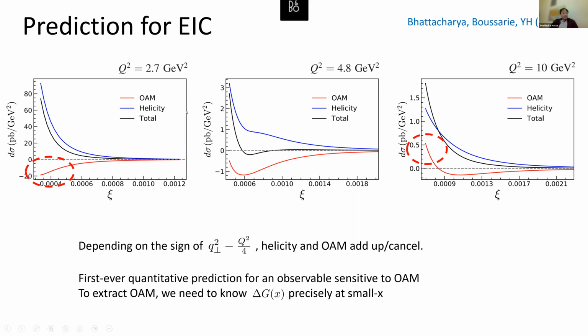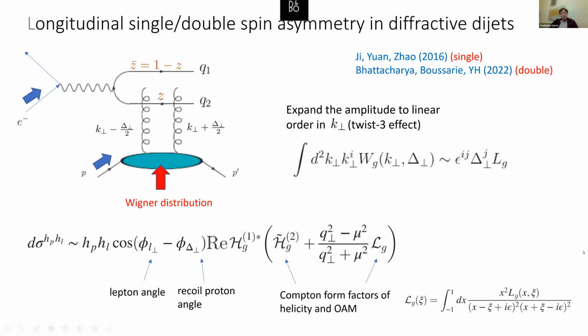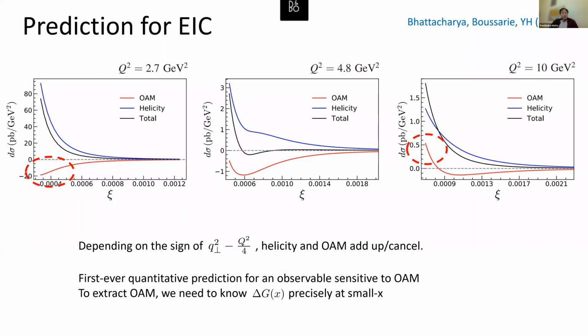And you can see that at low value of Q square, the orbital angular momentum and the helicity tend to cancel each other. They have the opposite sign here. But if you go to large Q square, then they have the same sign, and that's because of this factor, which depends on the transverse momentum, and mu square depends on the Q square of the larger photon. So in any case, this is just the beginning.